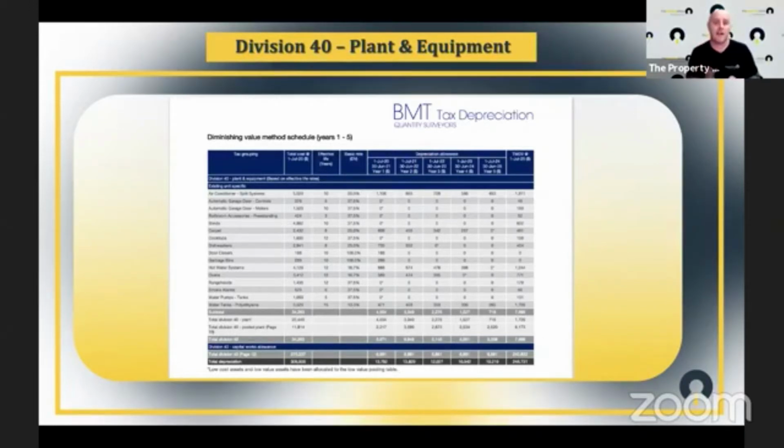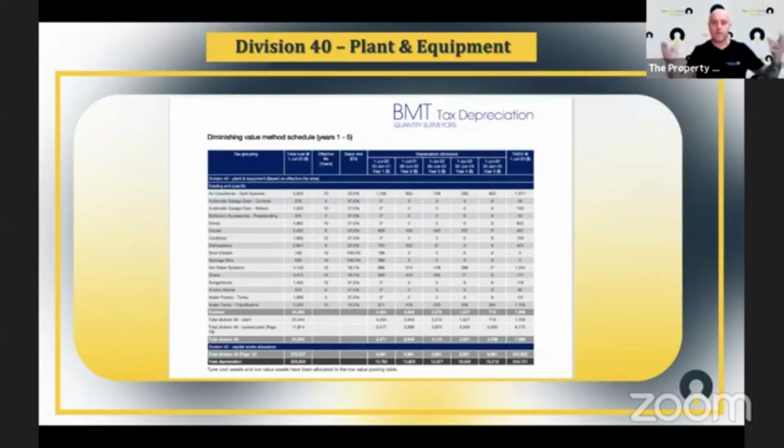This report will last you for 40 years. And anything you do to your property after you buy it, you can add to this report, which your accountant can do on a spreadsheet then. But with this initial report, please always get it professionally done. If you don't use BMT Associates, use a licensed quantity surveyor. Use anyone that's licensed, but get a really good report done, because this will hold up against the ATO in case they ever give you an audit.